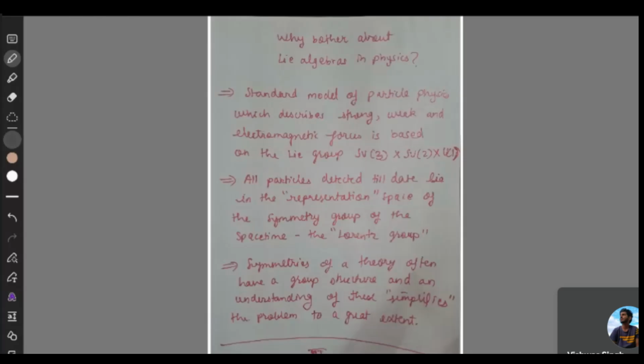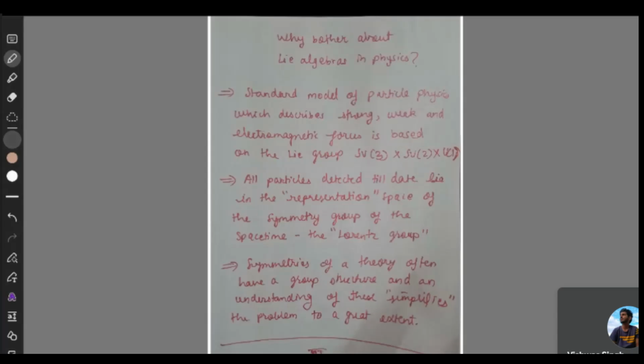So obviously the question is, why bother about these algebras in physics? One very standard example that is always given is the standard model of particle physics, which, as we all know, describes the strong, weak, and electromagnetic interactions. The Lie group on which it is based is SU(3) times SU(2) times U(1). So it's important to understand what these Lie groups are and what their mathematical properties are, to better understand how these forces play out in nature and how the matter content basically talks to each other through these forces.